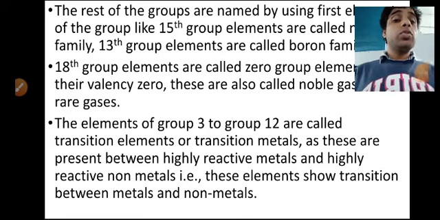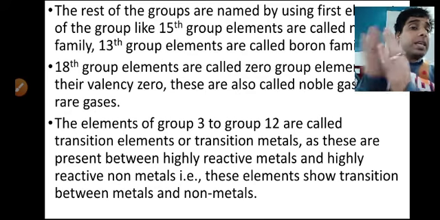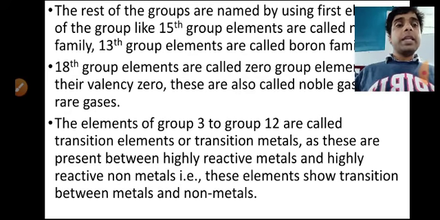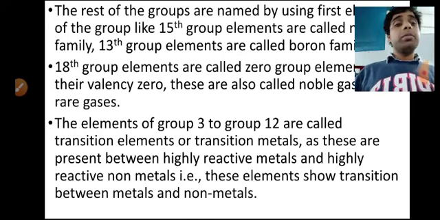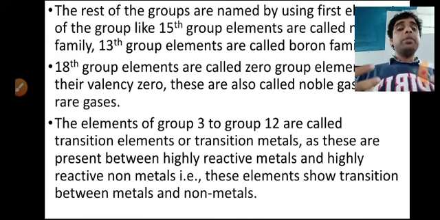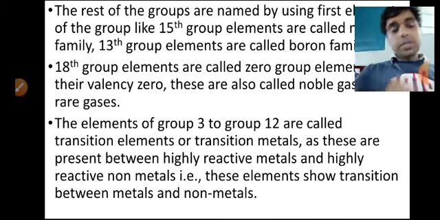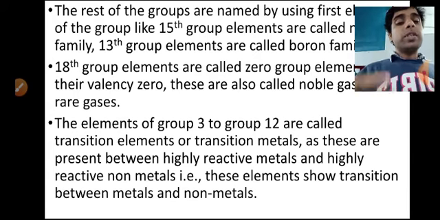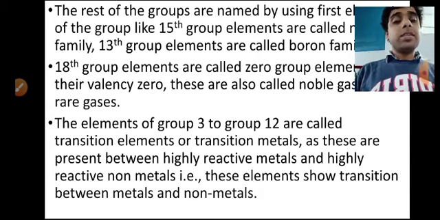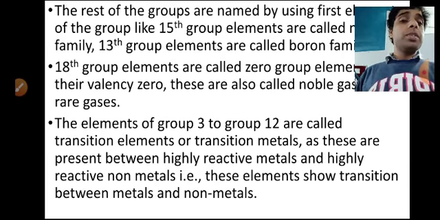The elements of group 3 to group 12 are called transition elements. Metals are on the left-hand side, non-metals are on the right-hand side, and in between, metals are reactive and non-metals accept electrons. But the transition elements create a gap zone between the less reactive and the highly reactive. So transition means gap. That is all for this video. Thank you all of you.